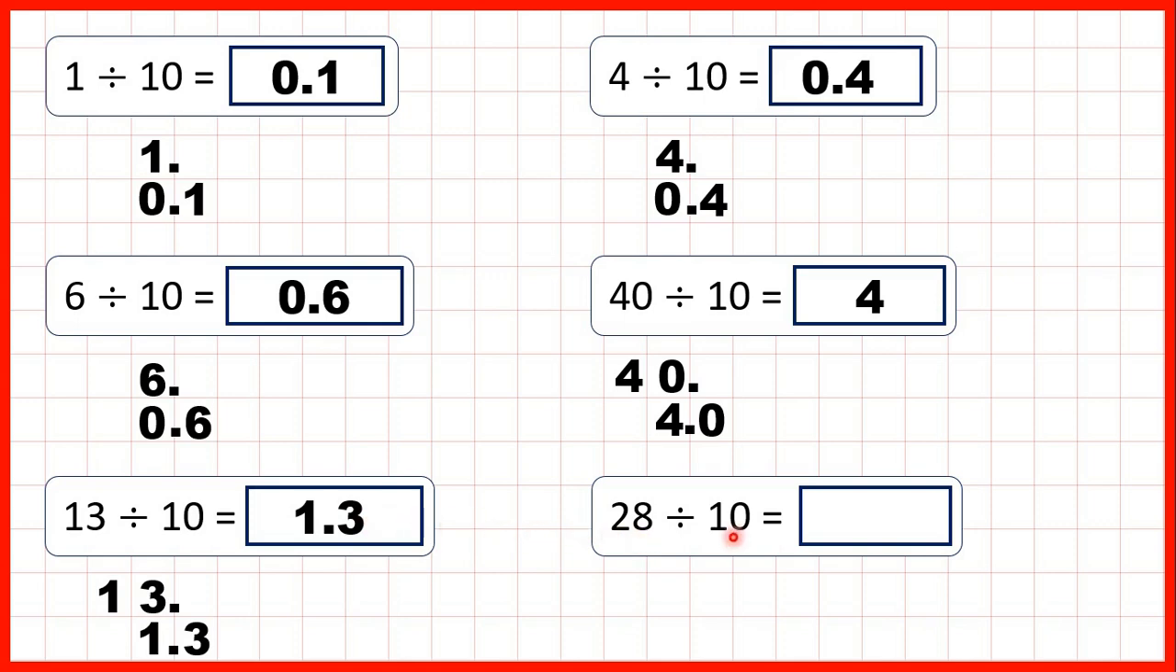For 28 divided by 10, we write out 28 with a decimal point at the end, copy down the decimal point. We're dividing, so the digits move to the right, and if we're dividing by 10, the digits are going to move 1 square. So we can copy down this 8, 1 square to the right, do the same with this 2, and then we have our answer down here. That's 2.8.